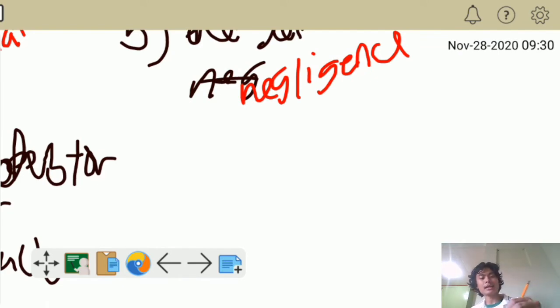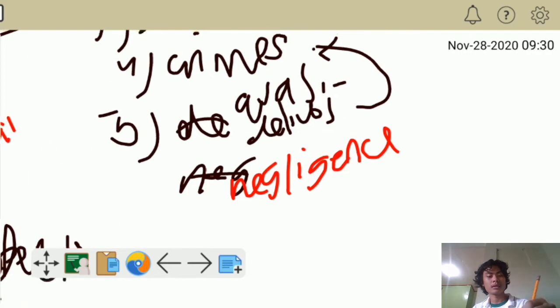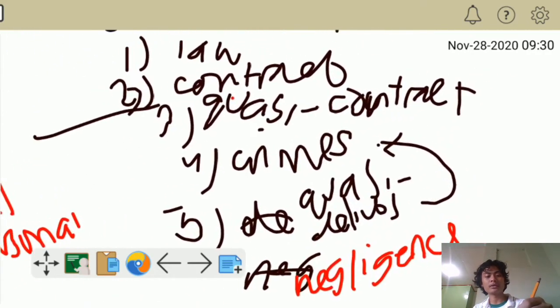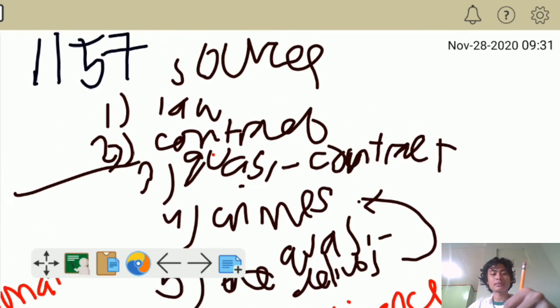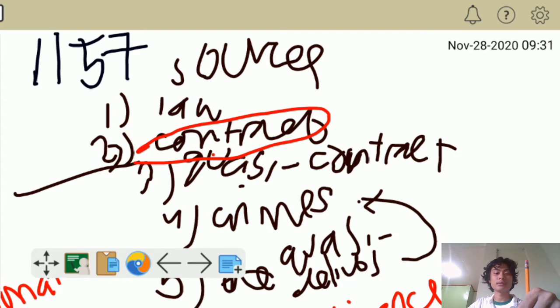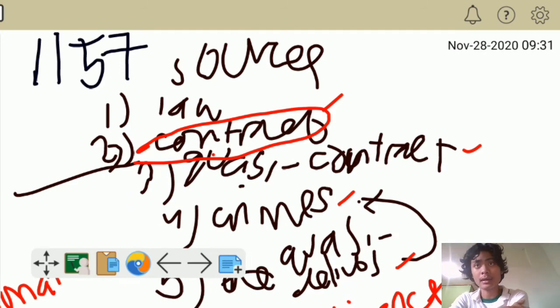So, analyze pa natin to yung una. Pwede siyang i-classify, yung 5 sources, private or public. Pag contract, it is private, kasi dalawang tao lang. Pag public, it is law. Contract, crimes, quasi-delicts, at quasi-contracts, yung apat na yan, private. Kasi pag sinabing private, may 2 persons. Pag public, apply to all persons.